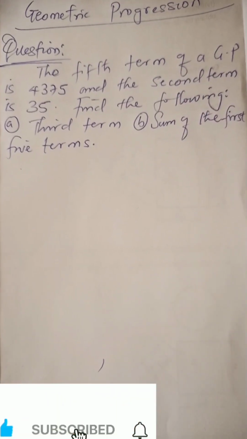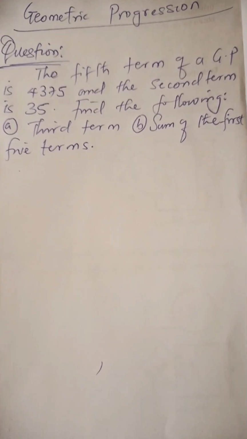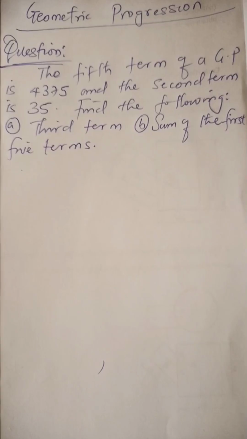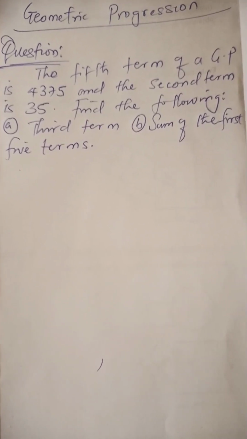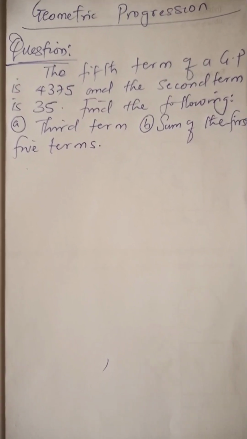So I have this question on geometric progression. It says the fifth term of a GP is 4375 and the second term is 35. Find the following. A. Third term. B. Sum of the first 5 terms. So in solving this, let's start with the solution.